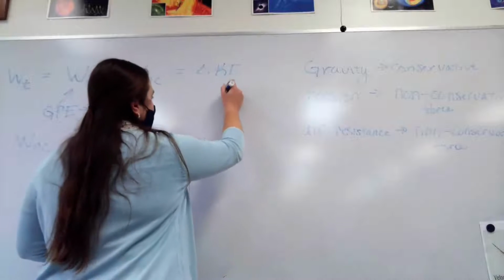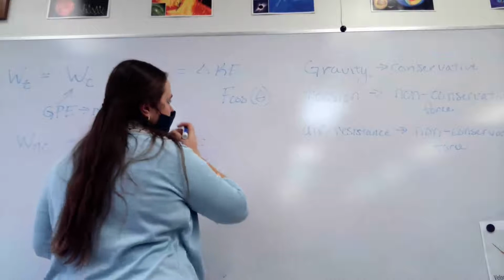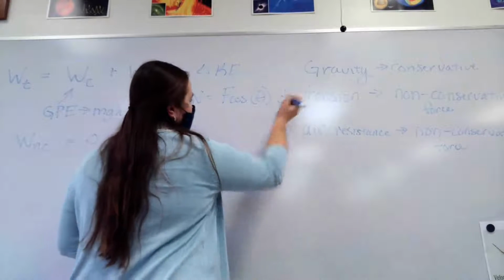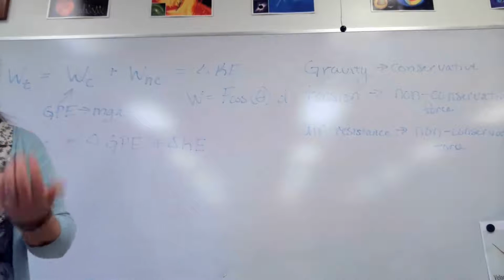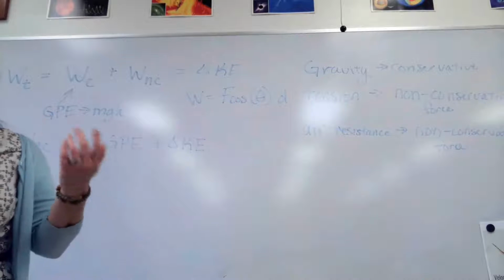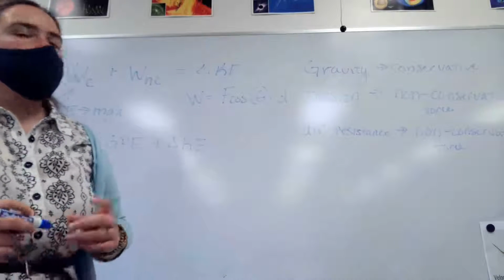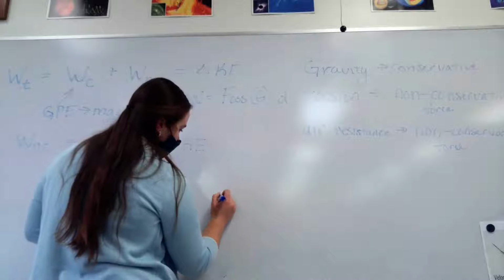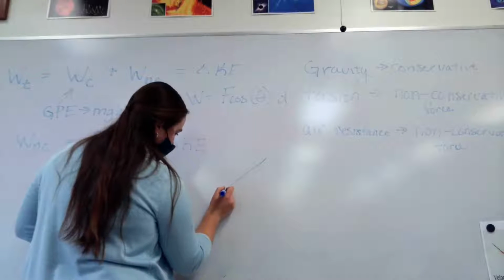Okay, so F cosine theta. I think the full equation was that, right? So we can use this equation for any force. It doesn't have to be conservative. It can be non-conservative or conservative, okay? With our tension, right? Let's draw a picture. Here's our rope. Here's our person holding on to it.